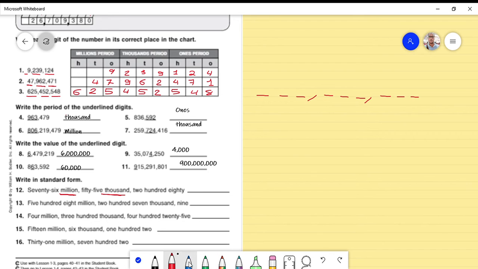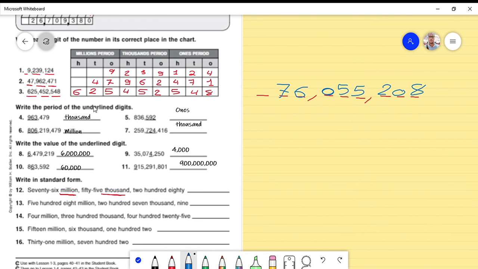So what about the million period? 76. So here is 76 in the million period, and then 55. Here is 55, 5 ones and 5 tens, but there isn't any 100,000, so replace it by 0. And then 208: 2 in the hundreds and 8 in the ones.